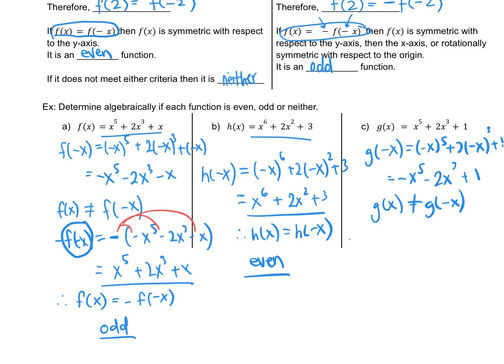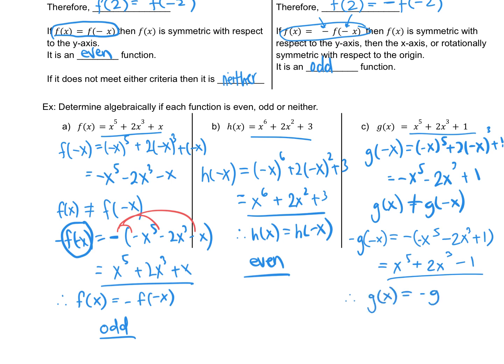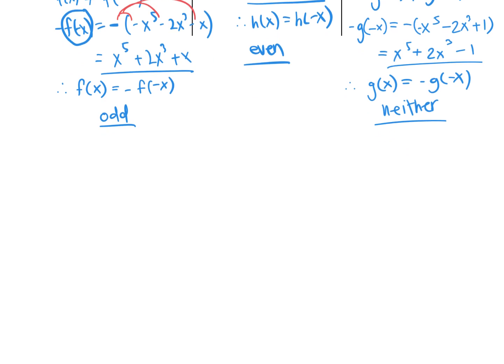So let's test for odd. So just taking that original g at negative x, putting a negative out front, and distributing that negative in, which will just change all of the signs. And when it does that, this still doesn't match because the ones are the wrong sign. So g of x does not equal negative g of negative x when it's reflected over both axes. So it is neither.